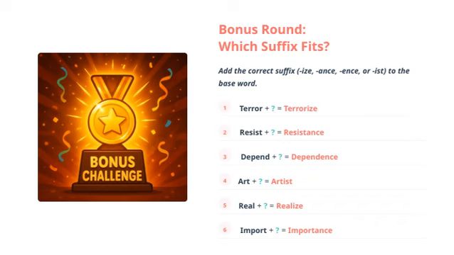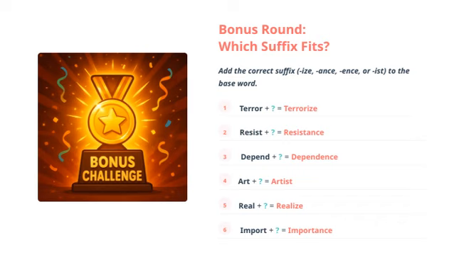Next, real plus becomes realize. Here, the suffix transforms the adjective real into a verb, meaning to make something real or to become aware of something. Then, art plus turns into artist. Adding ist creates a noun referring to a person who practices or specializes in art. Following that, depend becomes dependence. The suffix ence turns depend into a noun that describes the state of relying on something or someone.